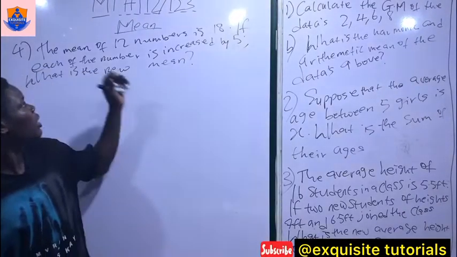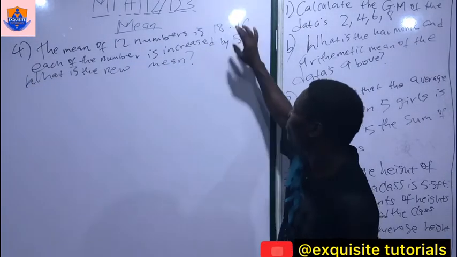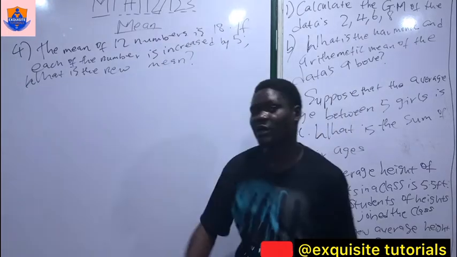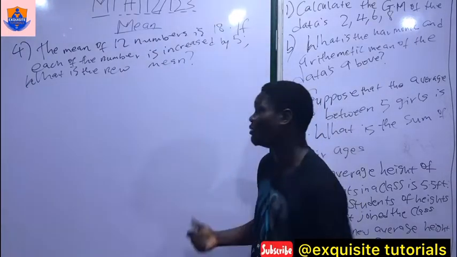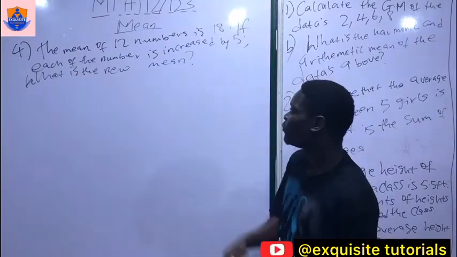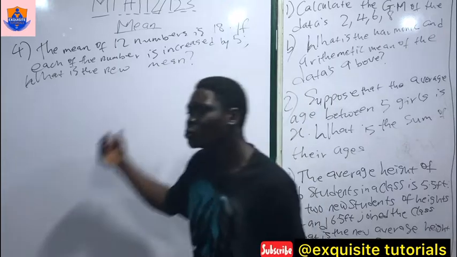Okay, all right, welcome back to question 4. Let's solve question 4. Question 4 says the mean of 12 numbers is 18. If each of the numbers is increased by 5, that means each of the numbers you are increasing by 5. So if you have 12 as a number before, you increase it by 5, you have 17. If you have 2, you increase it by 5, you have 7, and so on. What is the new mean?